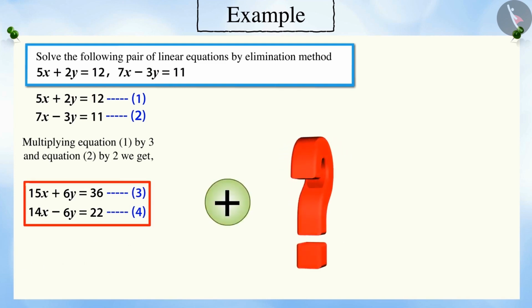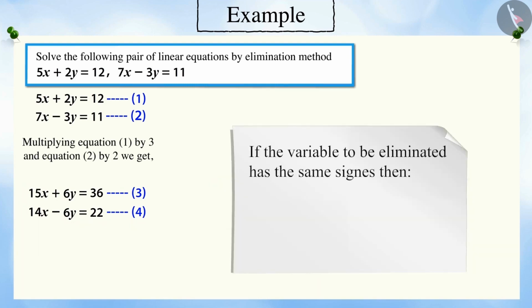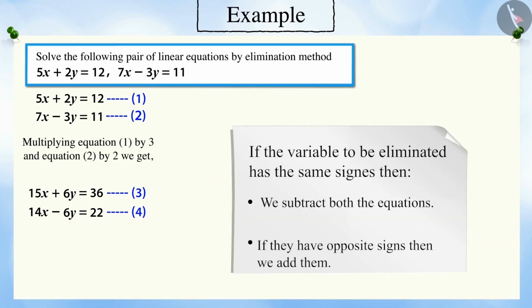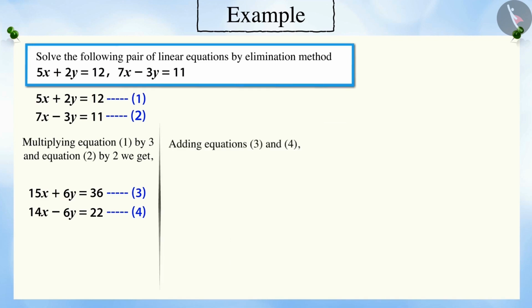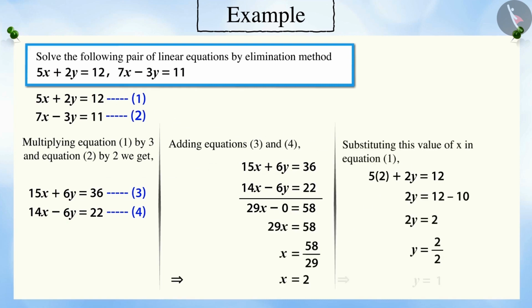Can you tell whether we need to add or subtract the equations to eliminate variable y? Very good. Since the variable to be eliminated has opposite signs, we will add both the equations. Adding equations 3 and 4, we get x is equal to 2. Substituting this value of x in equation 1, we get y is equal to 1. Hence, x is equal to 2 and y is equal to 1 is the solution of the given pair of linear equations.